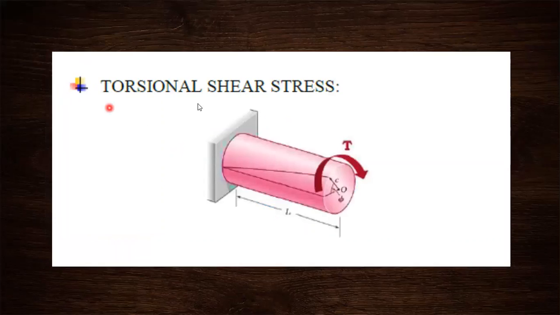Now we will be going with the torsional shear stress. In torsional shear stress, suppose we have a shaft rotating inside a bearing. This is the bearing and this is the shaft. Due to the rotation of the shaft, each layer will be subjected to shear stress. Torsional shear stress is seen in members which are rotating. Because of this rotation, there are chances of slipping of the layers.